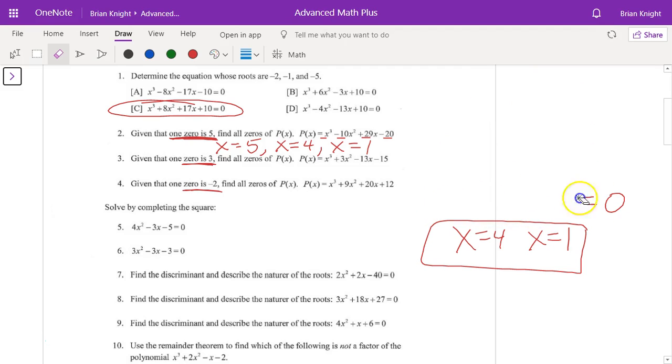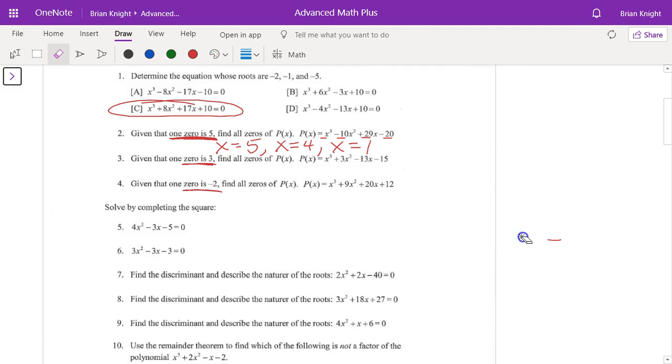Number 3. Same process. And again, I don't mind if you check your answers with your calculator, because you can graph that and see where it's crossing the x-axis and make sure it's 5, 4, and 1, just to make sure you got it right. But I do want to see your work. So I'm going to divide this one by 3. My coefficients are 1, 3, negative 13, and negative 15.